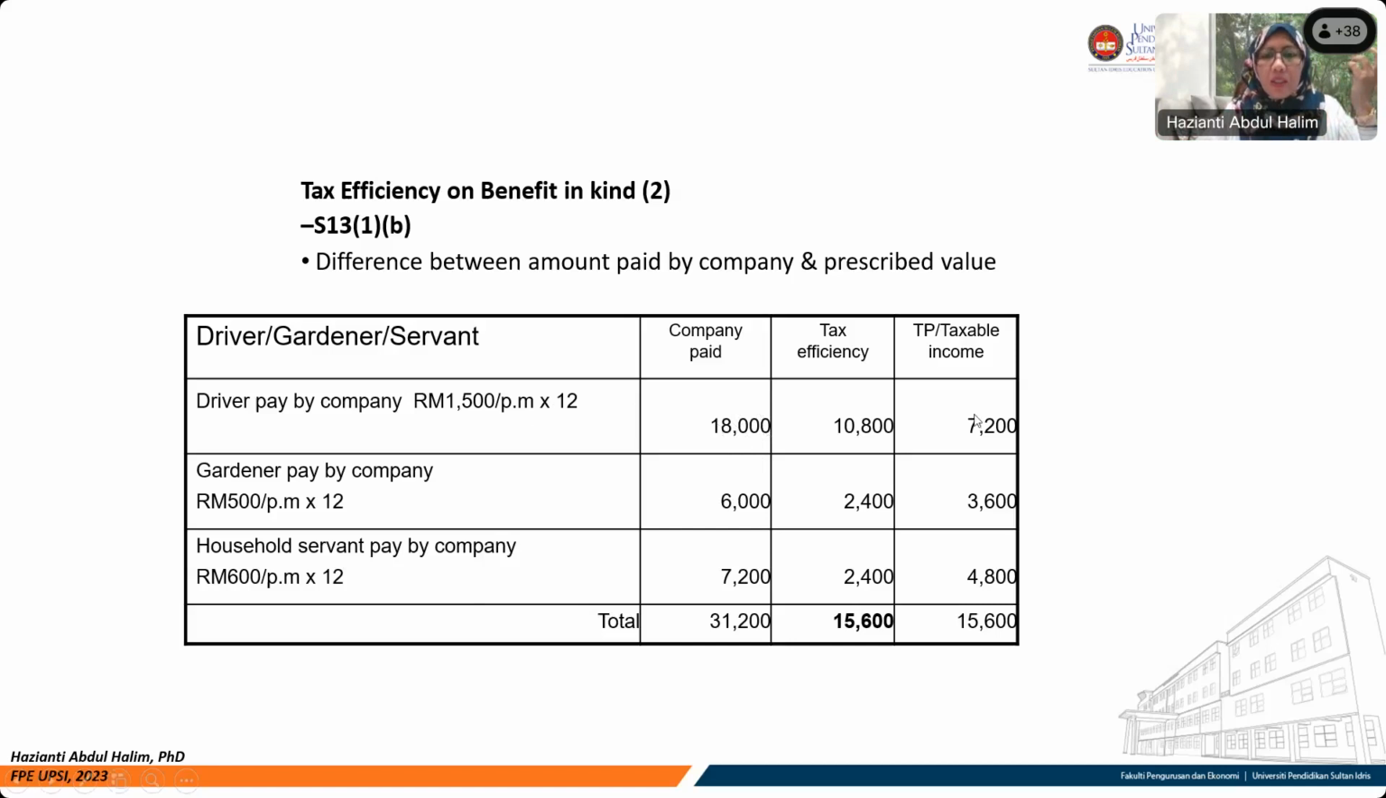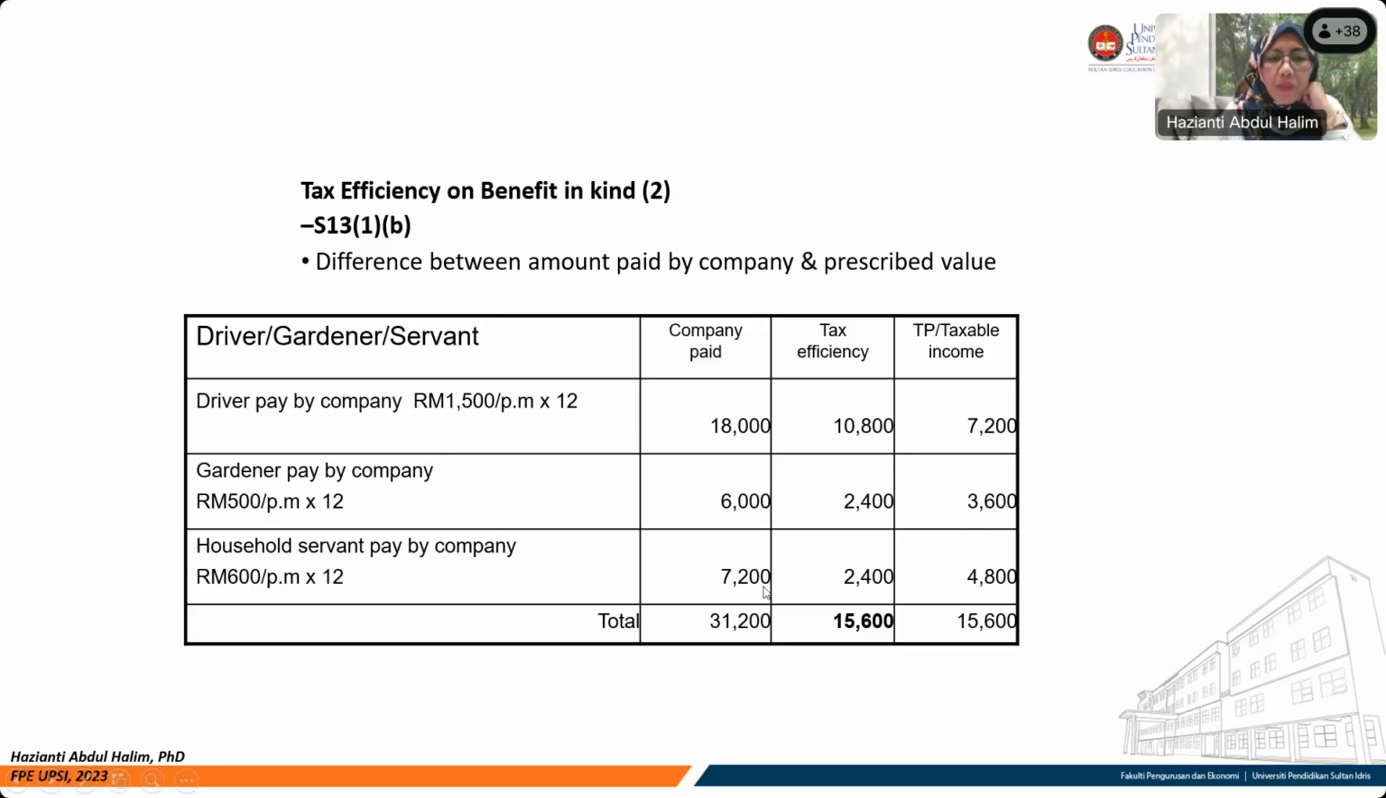Rather than, lagi satu tadi kita kata driver tu, company tu yang bayar gaji dia, but kita kira untuk kita punya taxable income. You do not have to pay. Company yang bayar je. You just ambil je the driver tu. So you get 7,200. The income will be taxed at 7,200. The benefit tu tadi. Gardener pay by company. If let's say company bayar 500, so 6,000. But the taxable income in your case, if you just ambil je gardener, company yang bayar semua 3,600.